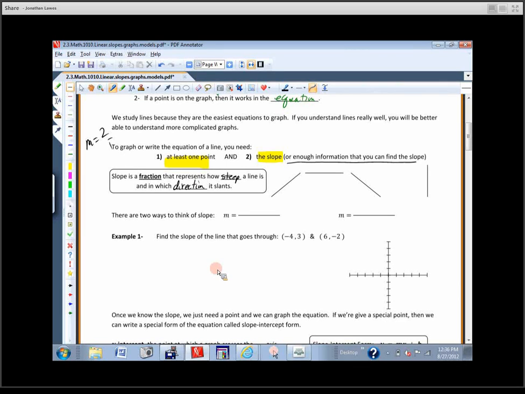So the bigger the number, the steeper it is. The smaller the number, the more shallow it is. If it's positive, it slopes up from left to right, and if it's negative, it slopes down from left to right. So I like to describe it like this.